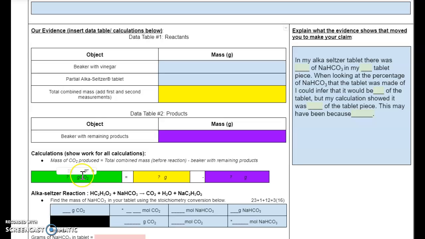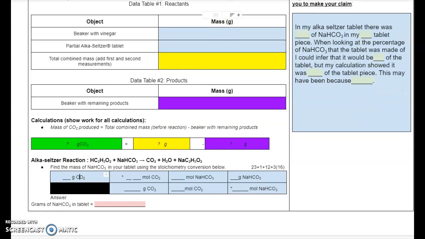After that, you're going to take your green box here and plug it in as you're given. You want to find the mass of sodium bicarbonate in your tablet using the conversion below, based on the CO2 lost. So take whatever you calculated for grams of CO2 and enter it in the first box. Your first thing you have to do is go from grams to moles. To cancel grams, you need to go to grams of CO2. Use your periodic table to calculate the mass of CO2, remembering that the mass is always equal to 1 mole of a substance. So 1 mole is equal to the mass.